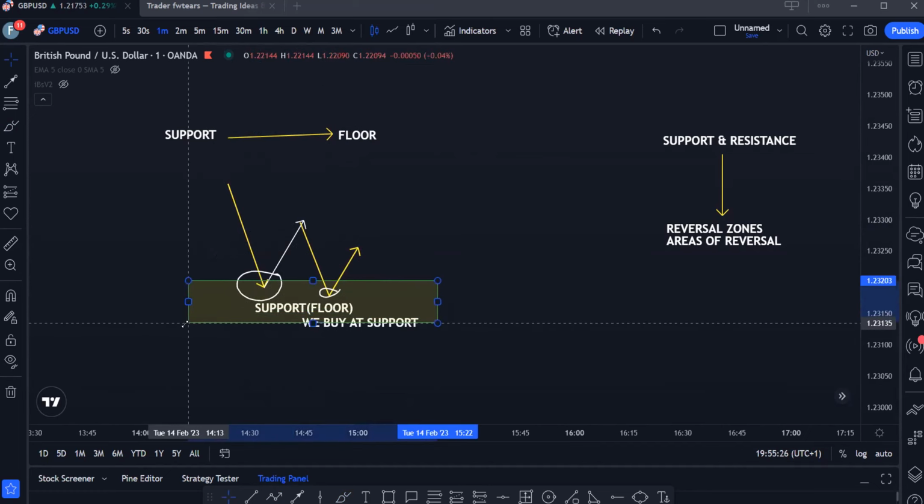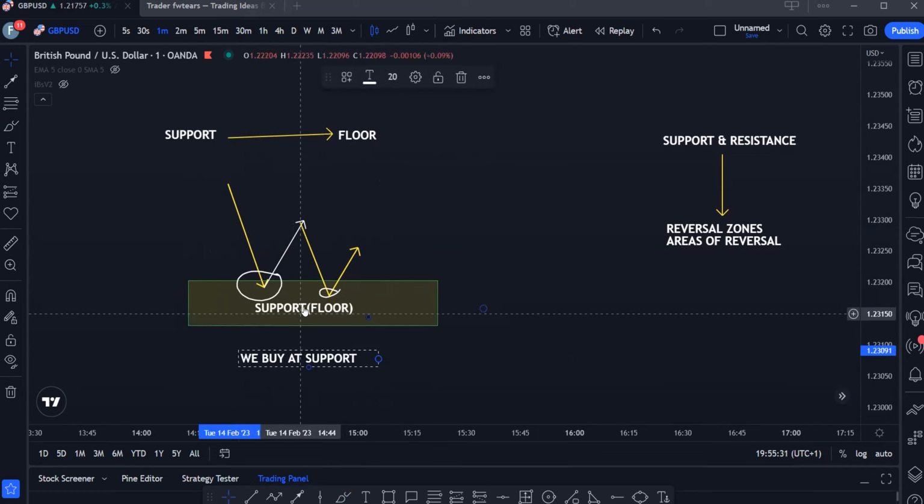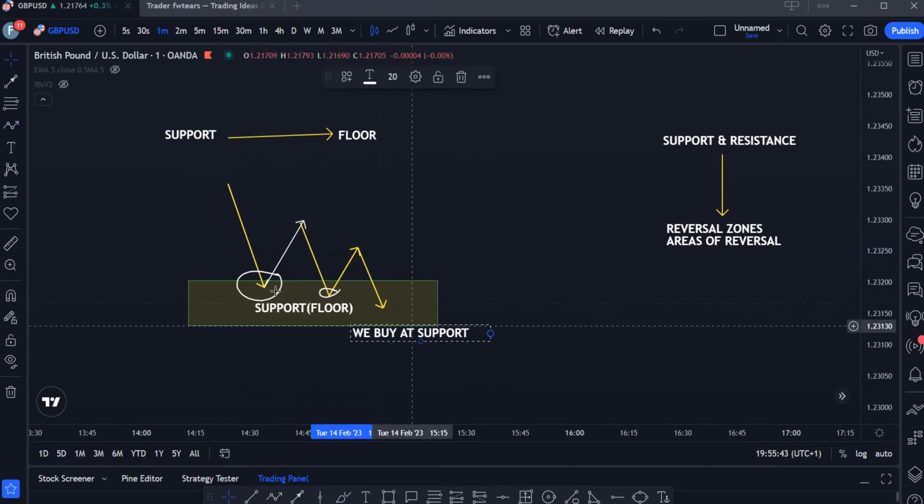So when you see that a support zone has been validated like so, the next time that price enters that zone, you now want to look for buy opportunities. All right, so 2 touches validates a support.